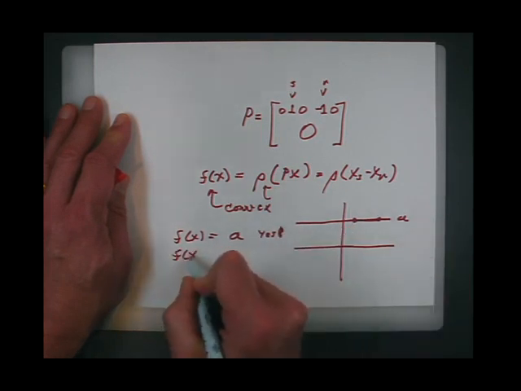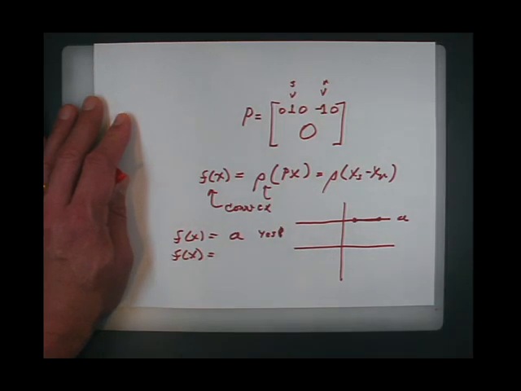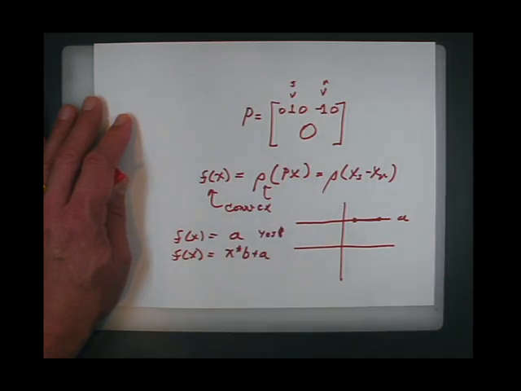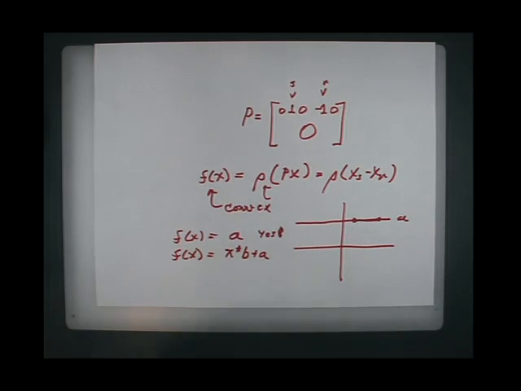Okay, now. And then you have f of x. You can have some kind of thing like this. If it's a scalar function, so if you have x transpose b plus a, is that a convex function? Depends on b. What does that function look like, by the way? Yeah. It's linear. It's actually affine, technically speaking.